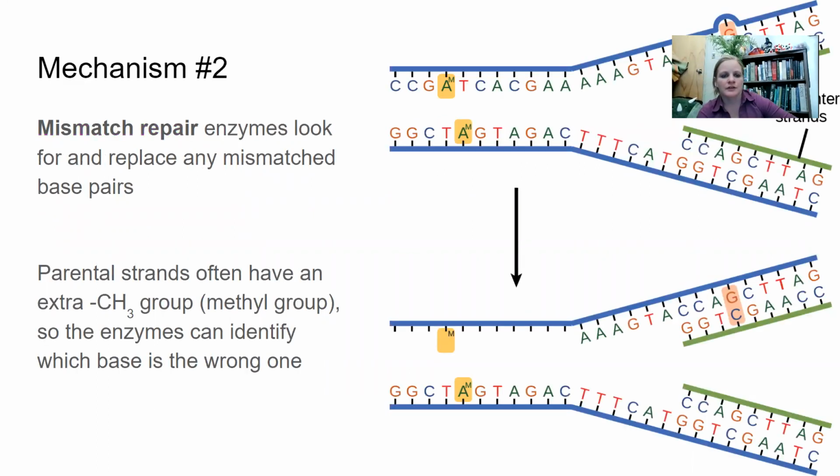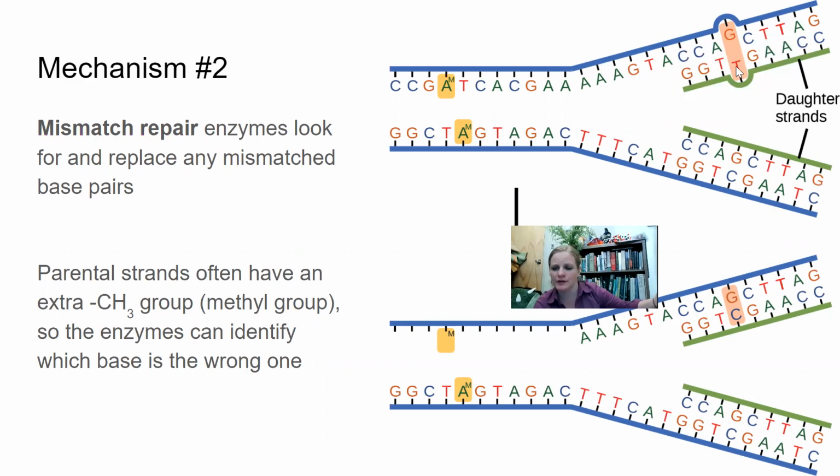Another mechanism is that there are enzymes whose job is to look for and replace any mismatched bases. Here in this strand, we see that there's a T trying to pair with a G, and that's a problem. What these mismatch repair enzymes do is look at the old, parental DNA strand, where sometimes we'll see that these bases have an extra methyl group. This is a CH3 group, so carbon and some hydrogens just hanging out.